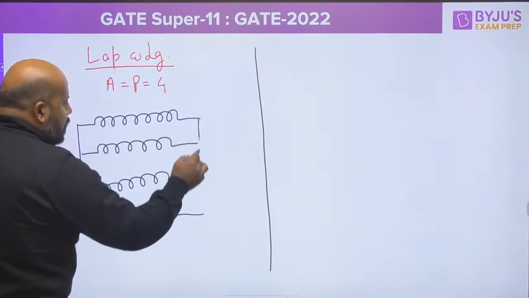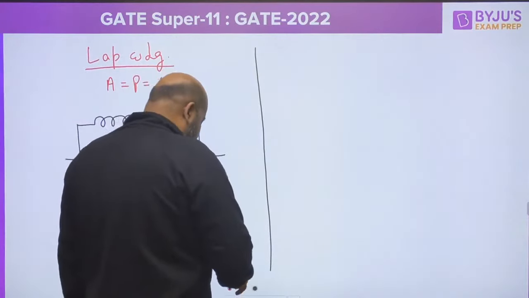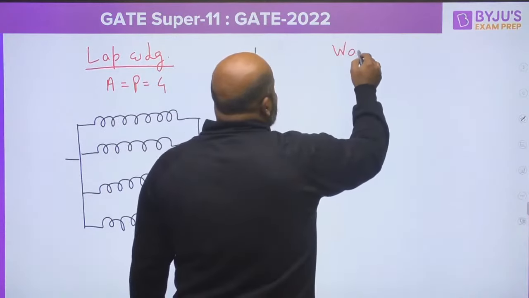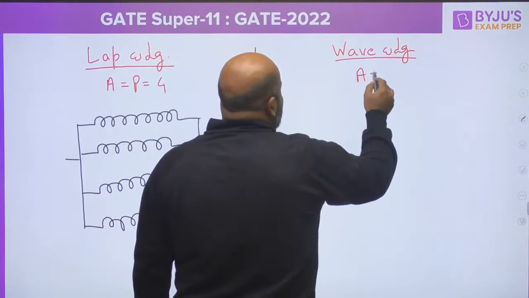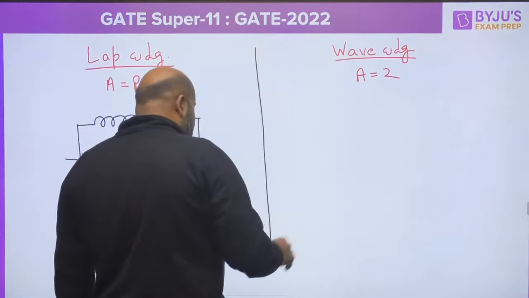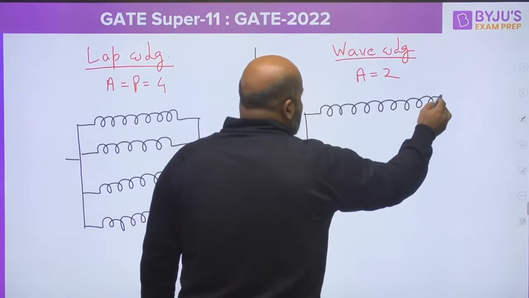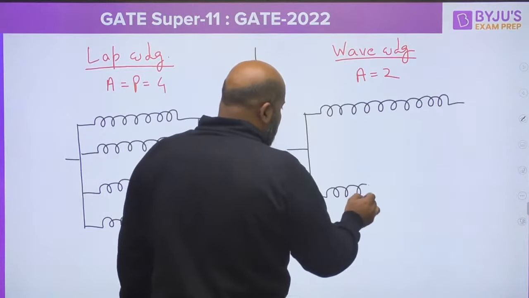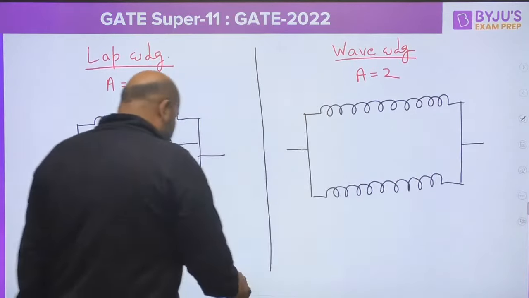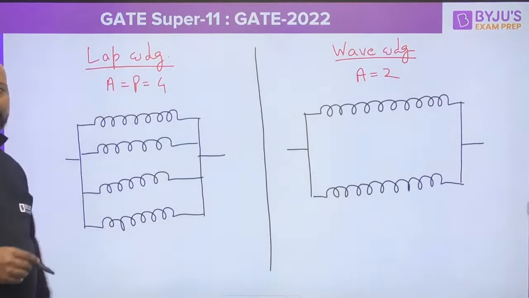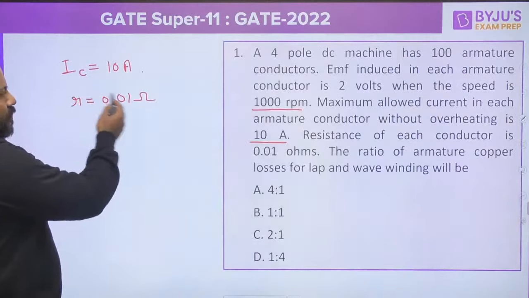And if you rewound this winding as a wave winding, you know for the wave winding the number of parallel paths are going to be 2. So your armature winding is going to be looking something like this. Now he is already mentioning in the problem that the maximum allowed current in each parallel path can be 10 ampere. Yes or no?